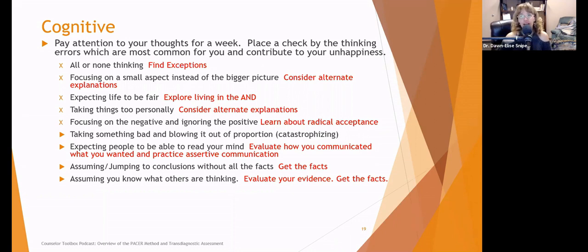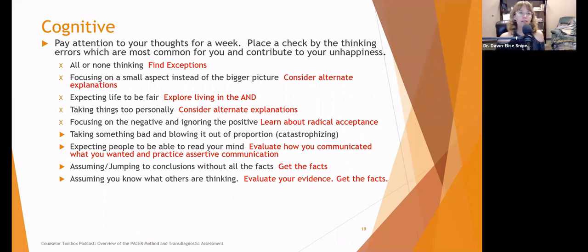Expecting life to be fair. It's not fair that her friends got into the sorority and she didn't. It's not fair that her boyfriend is happy doing whatever he's doing at his new college and she isn't. So we looked at living in the "and": the fact that life can be unfair and she can still find ways to have a rich and meaningful life.